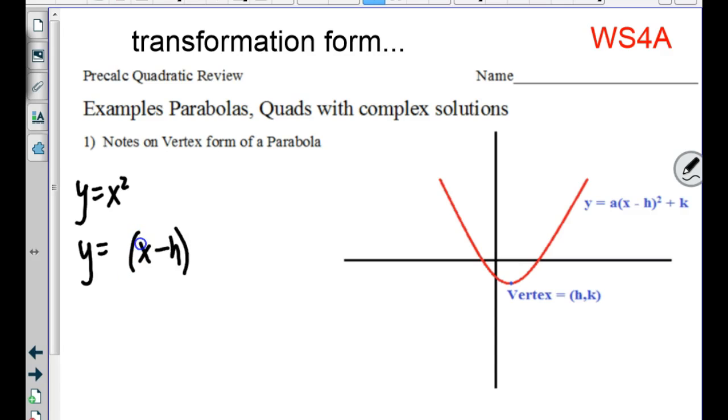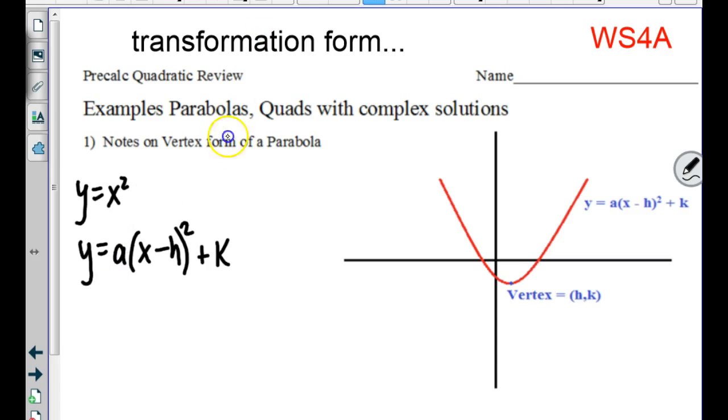When you shift here inside, shift something left or right. Do you remember that a little bit? And when you add something on the back, it shifts it up or down. And when you multiply something out front, it stretches it. And if it happens to be negative, it also reflects it over the x-axis.